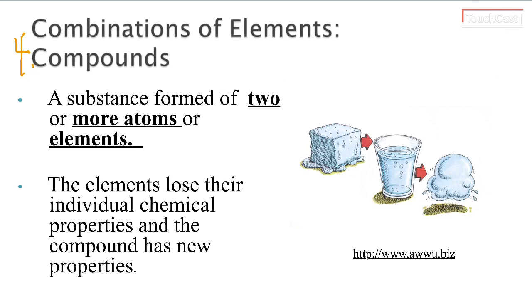Alright, next we have compounds. Number 4, it says define compounds. It is a substance formed of 2 or more atoms or elements. Okay, the elements lose their individual chemical properties and the compound has new properties.